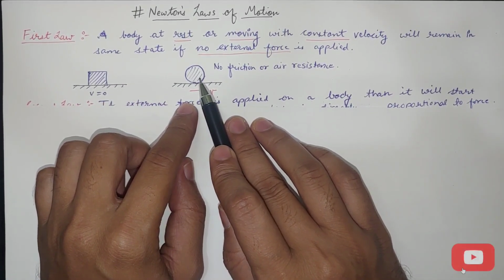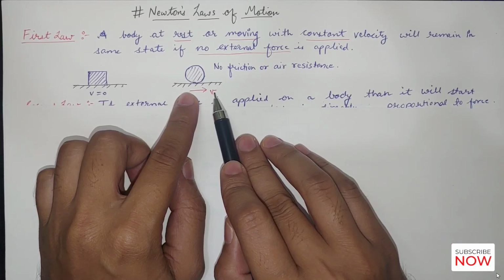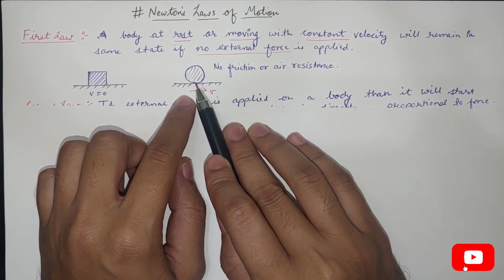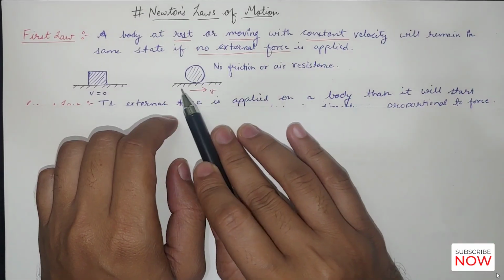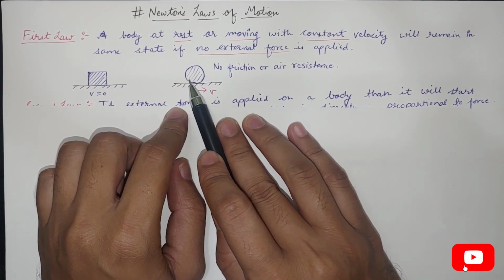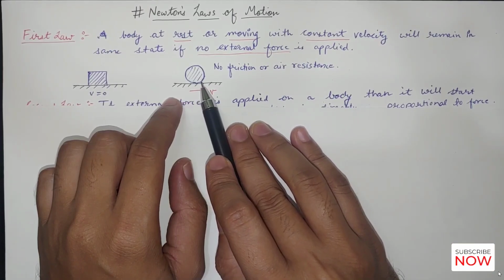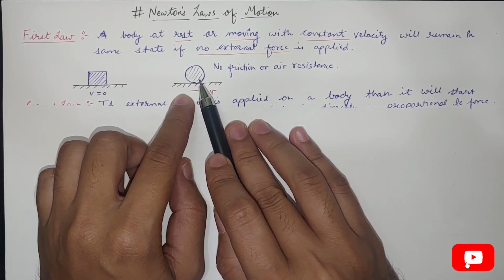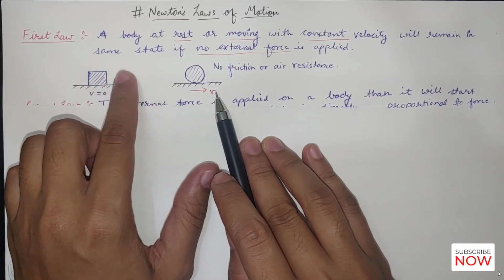Here this body is on this surface and it is moving with a constant velocity. There is no friction between the contacting surfaces and there is no air resistance or any other force on this body, so it will remain with a constant velocity as long as no external force is applied. So it will remain with the velocity v. This is the first law.